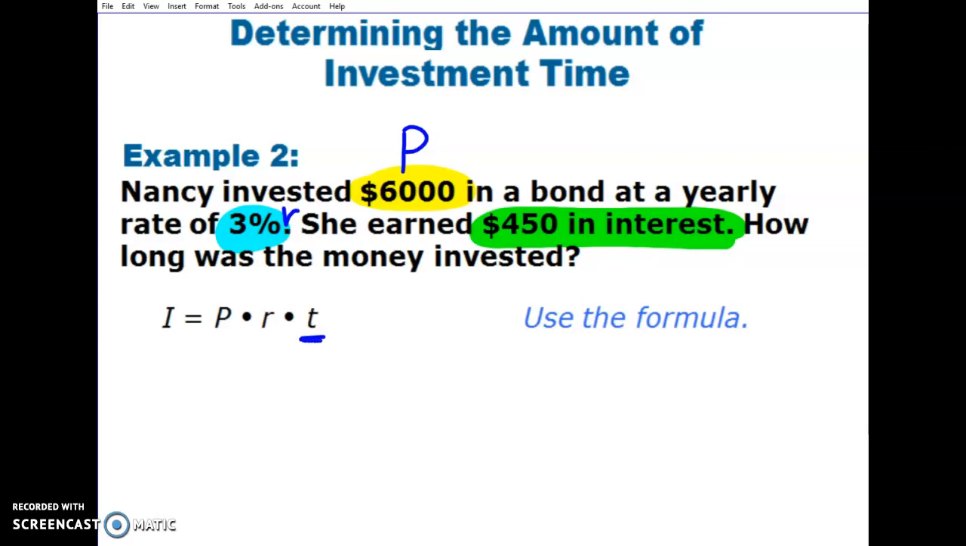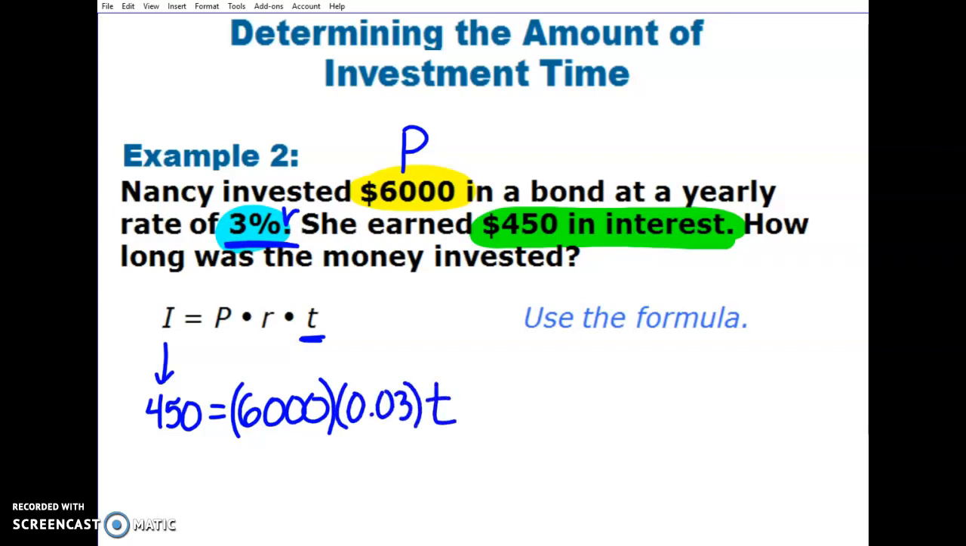But I'm going to plug everything in as it goes. So I'm going to plug in my interest. They told me this is $450. And here we're going with our equations that we did earlier. I know my principal, my P is $6,000. I know my rate. My rate is 3%. 3% means 3/100.